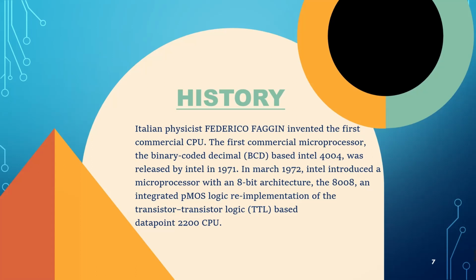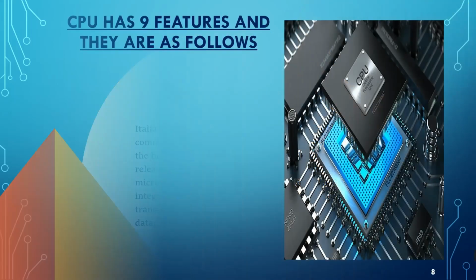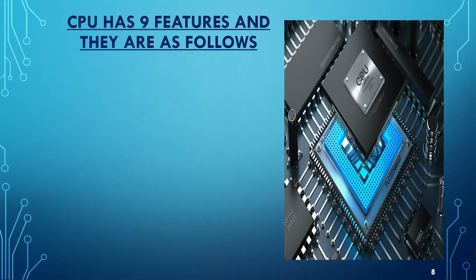In March 1972, Intel produced a microprocessor with an 8-bit architecture, the 8008, an integrated PMOS logic re-implementation of the transistor-transistor logic (TTL) based Datapoint 2200 CPU. CPU has 9 features and they are as follows.